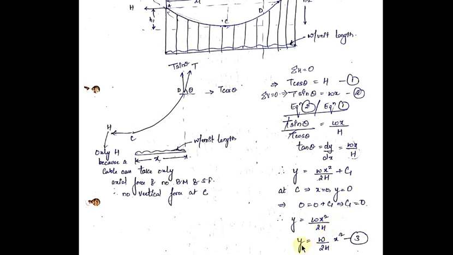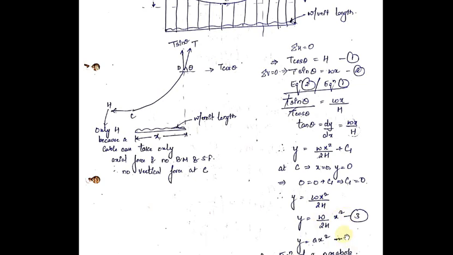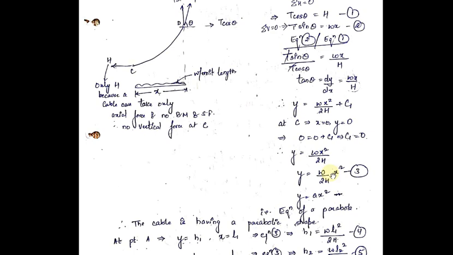So from here, the equation will be w equal to w upon 2h into x square. If we see this equation, w upon 2h is a constant. So I can write this w upon 2h as small a. Small a is your constant. So I will get the equation as w equal to ax square, which is the equation of a parabola.